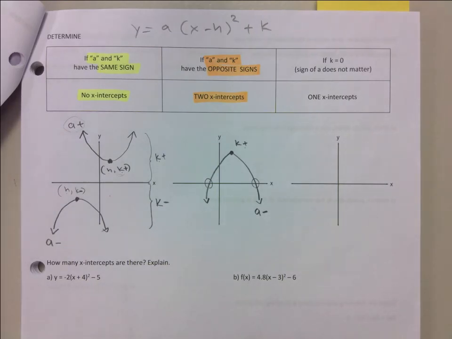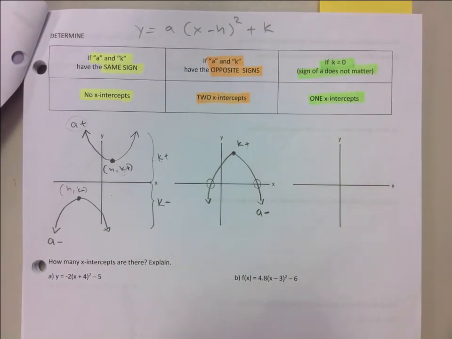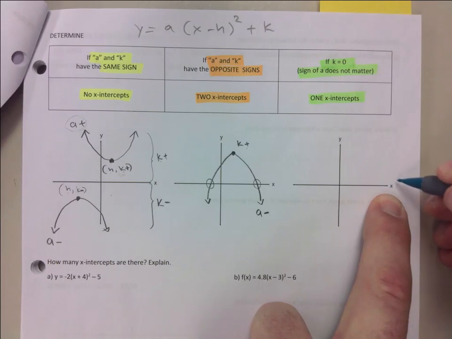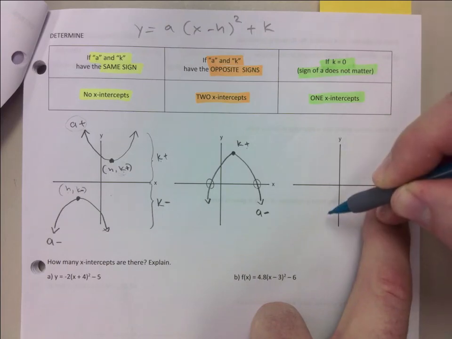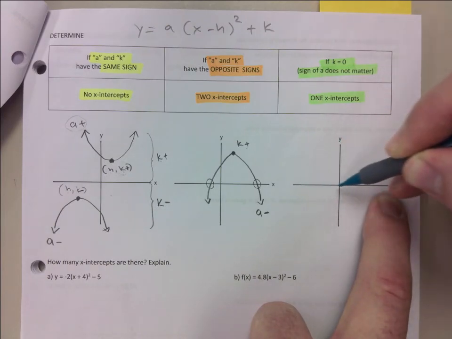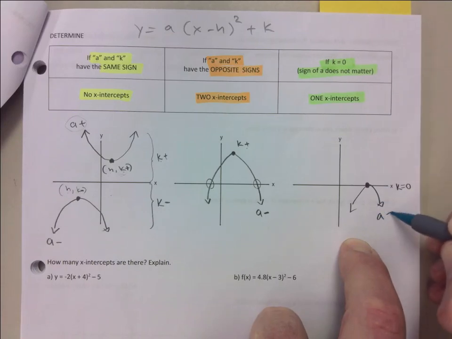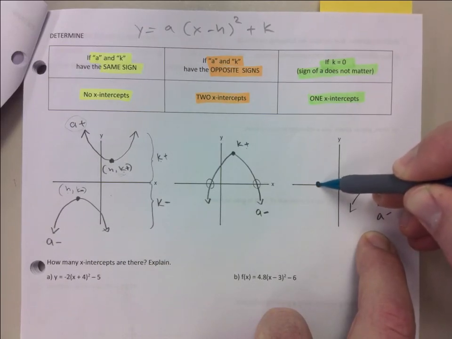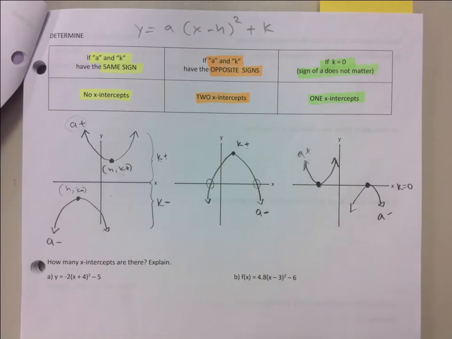And last but not least, if K is equal to 0, the sign of A does not matter. There's just one x-intercept. If K equals 0, can we go next to the x-axis here and just say K equals 0 means that we're somewhere on it, right? It's not positive or negative. The y value of the vertex means you're right on it. So you might be here, A might be negative, it doesn't matter. There's only one x-intercept. Or K is right on the x-axis here, and A is positive. It doesn't matter. You just have one x-intercept.